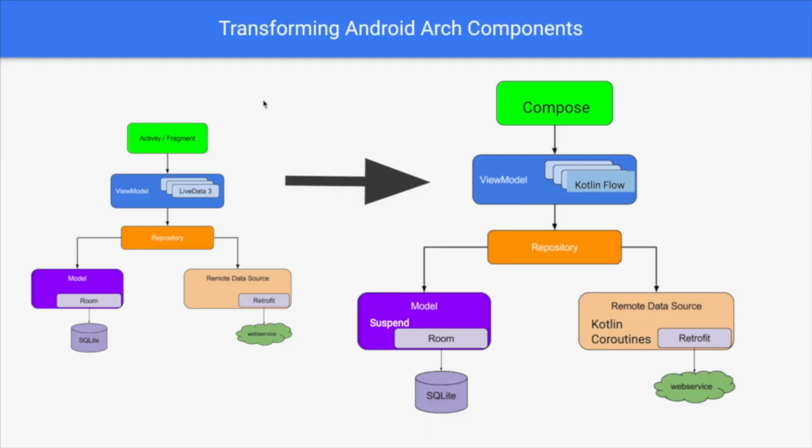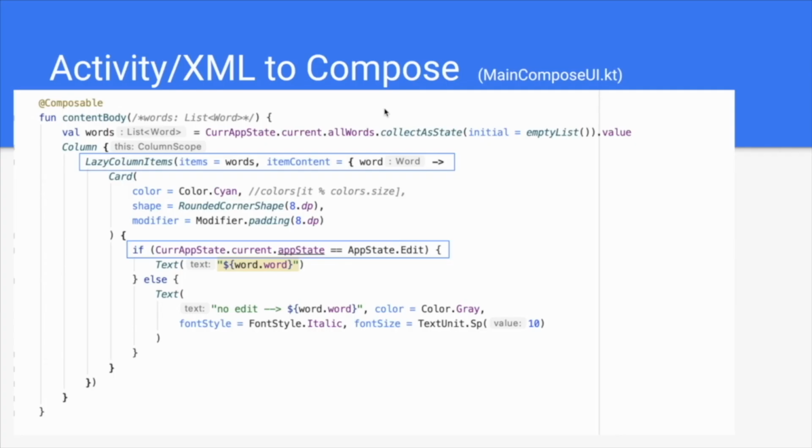We've reviewed the MVI design pattern. Let's see how that fits into all of the new Android architectural components that are coming down the pipeline, like Compose, Kotlin Flow, and coroutines. I have to say I'm really excited about composables. If we look inside main Compose UI, we'll see that we can build an entire recycler view with one line of code. And here we can see the view is reading on the channel the current app state. And depending on if it's editable or not, the component dynamically updates.